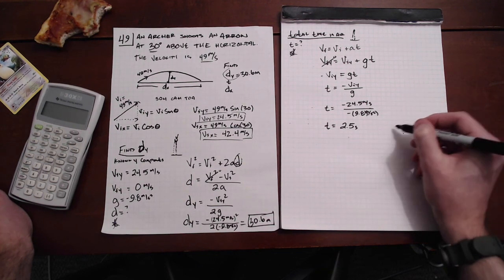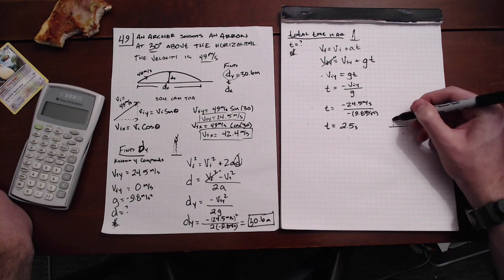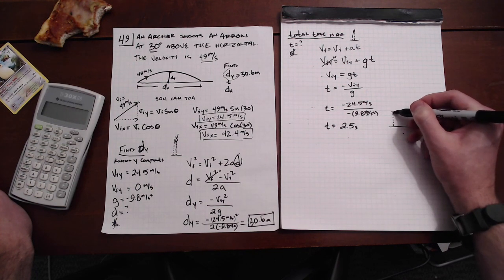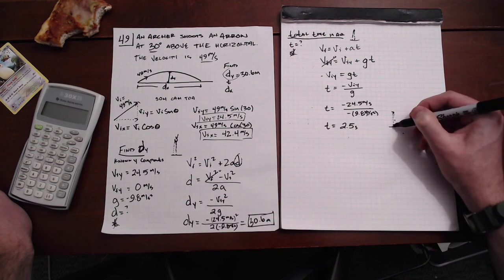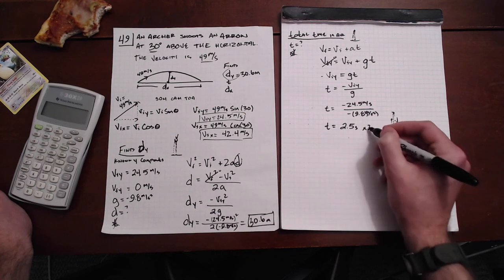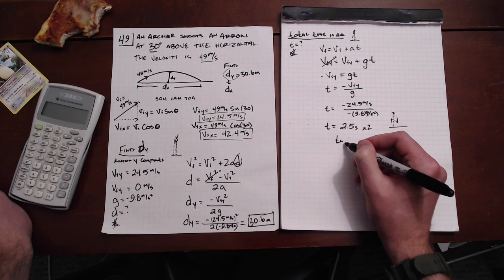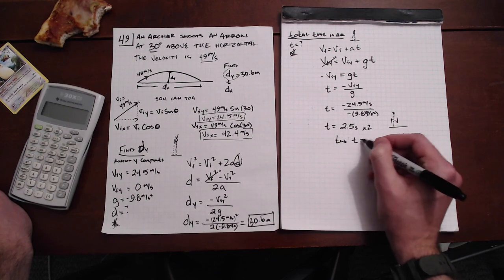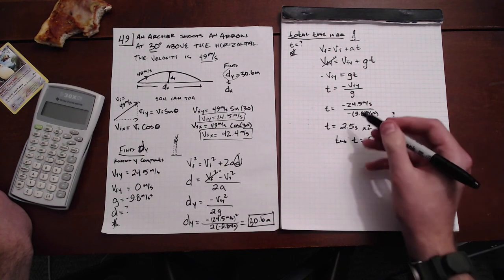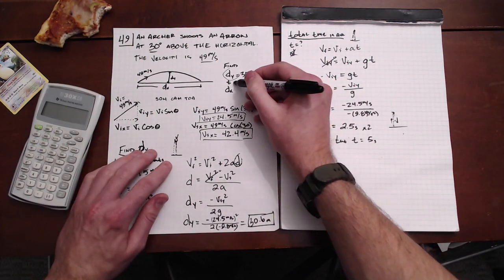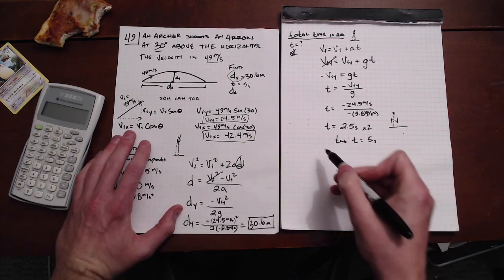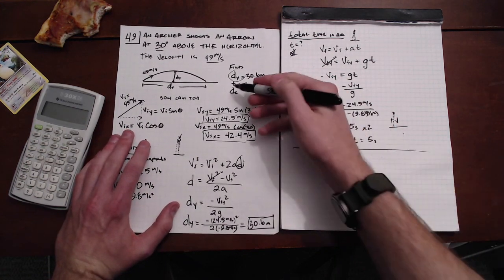But remember that that's just the time for the arrow to travel up to the top of its arc. So if we want the whole arc, both up and down, we're going to have to multiply this by 2. So our total time is actually going to be 5 seconds. Okay? So our total time in the air, over here, that's actually 5 seconds. Beautiful.